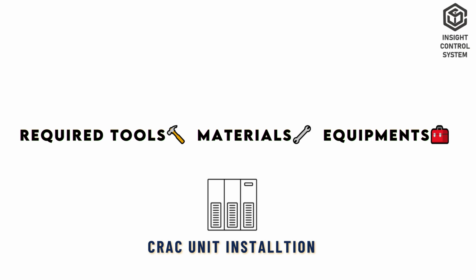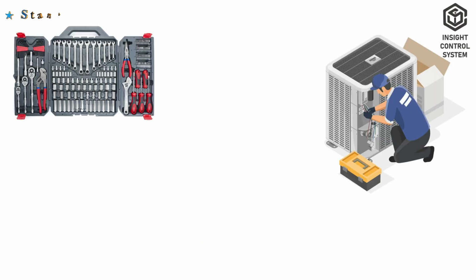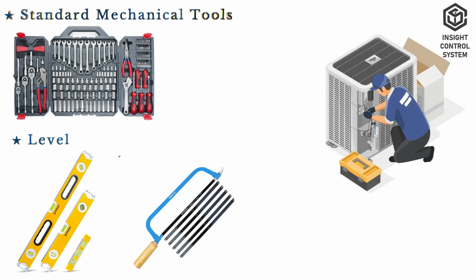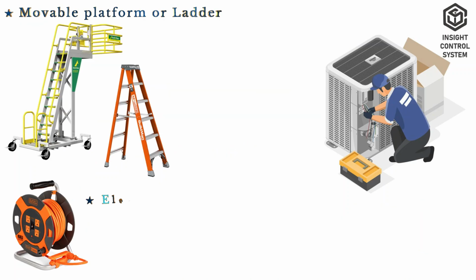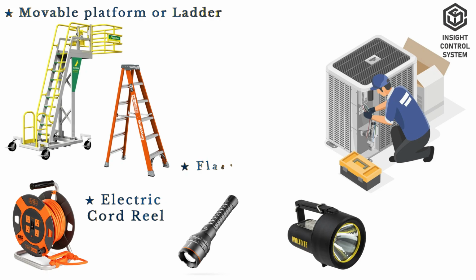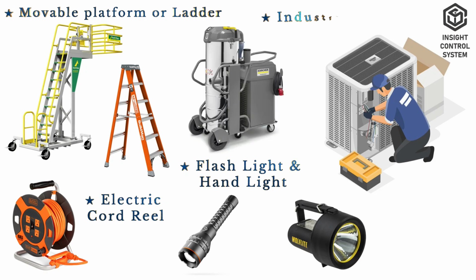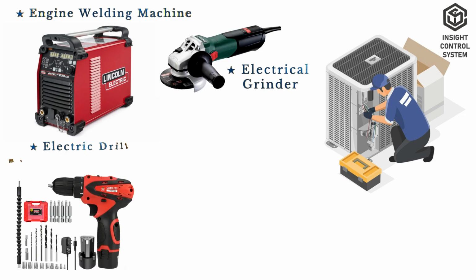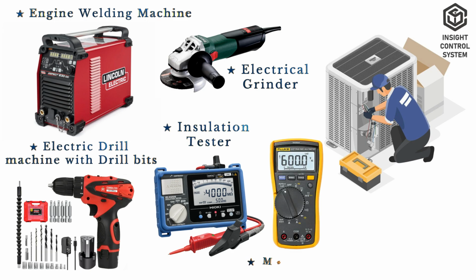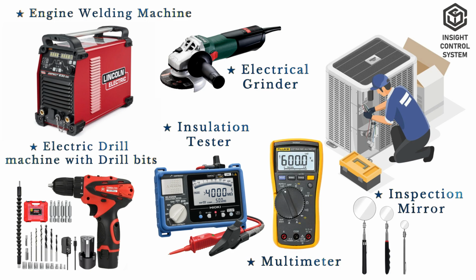Required tools, materials and equipment: standard mechanical tools, level, hacksaw blade, measuring tape, steel ruler, movable platform or ladder, electric core drill, flashlight and hand light, industrial vacuum cleaner, engine welding machine, electrical grinder, electric drill machine with drill bits, insulation tester, multimeter, inspection mirror, any others if required.